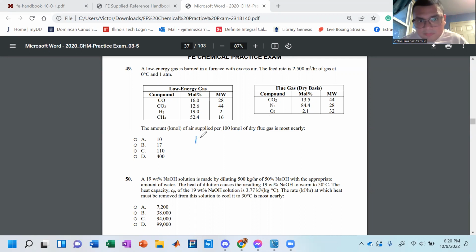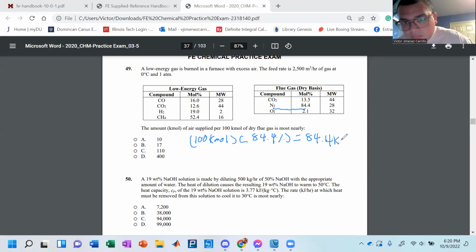If we have 100 moles or kilomoles of flue gas, and since my pen's being dumb, I won't write the whole thing, but 100 kilomoles of flue gas. The composition of it is 84.4% of N2. And this is going to give you a composition of 84.4 kilomole of N2 in the flue gas. That's how much is in the flue gas.